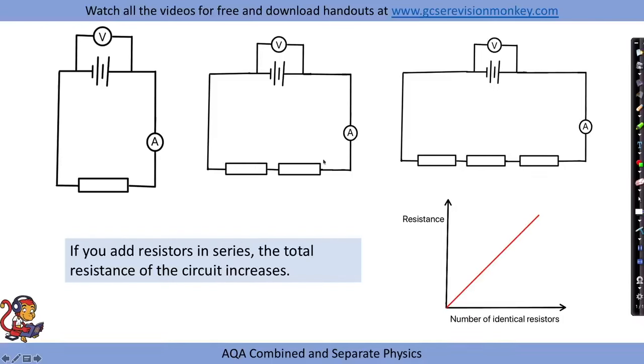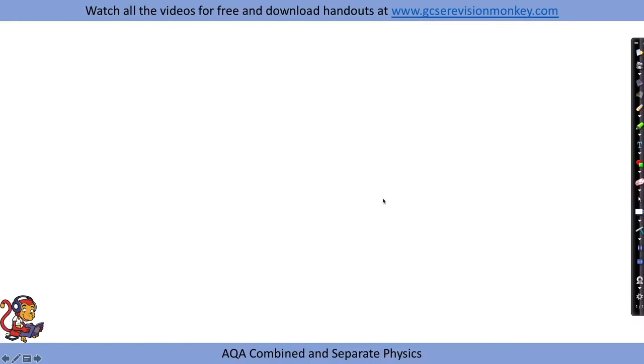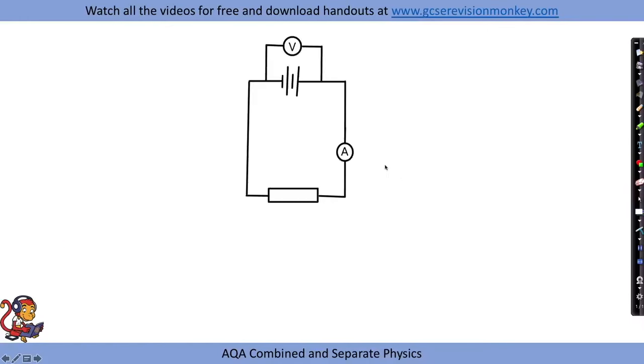In fact, the total resistance is actually the sum of all the resistors. So for example, if these were each 5 ohms, our total resistance in the circuit would be 10 ohms. So you can do exactly the same practical, but this time for a parallel circuit.